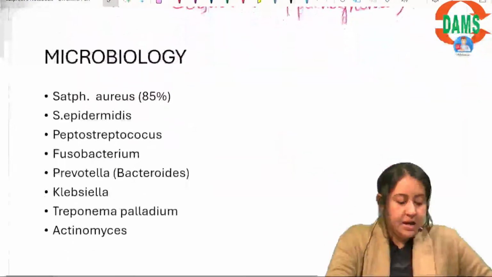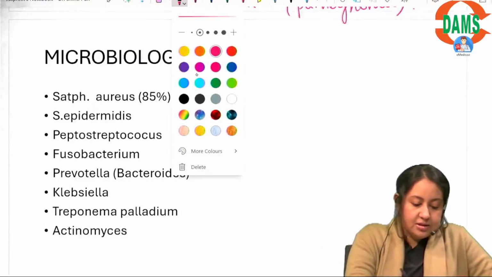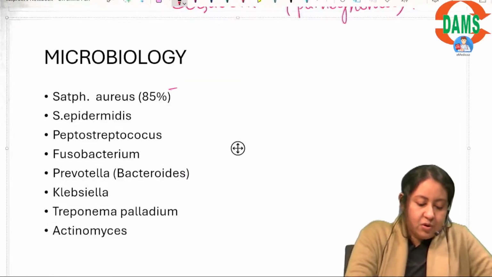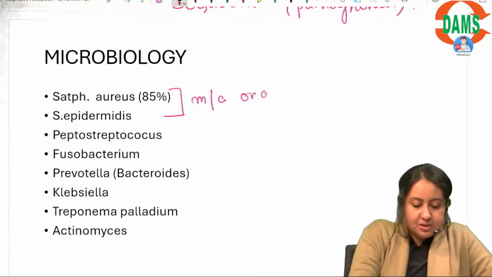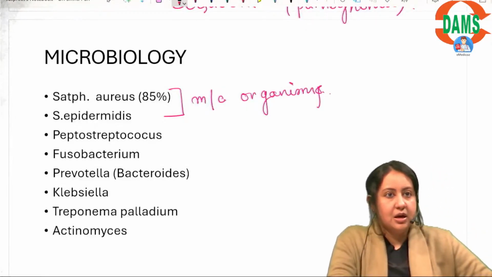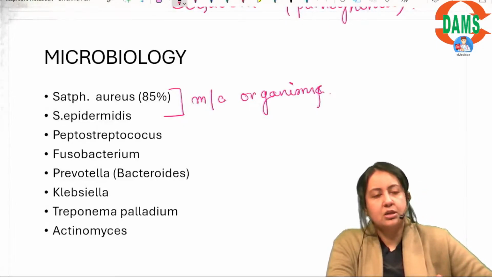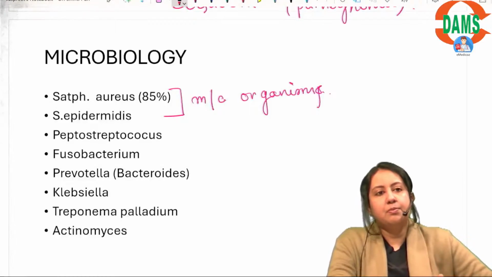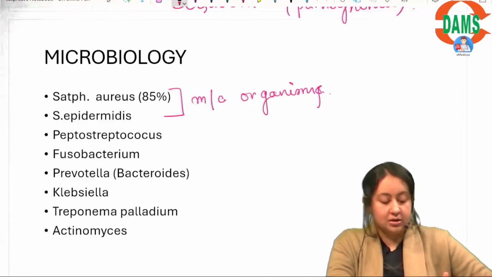Now let us see the microbiology of osteomyelitis. Staph aureus and Staph epidermidis are the most common organisms that cause osteomyelitis. Apart from this, we have Peptostreptococcus, Fusobacterium, Prevotella, Klebsiella, Treponema and Actinomyces. Apart from the most common ones, these are the others I have mentioned.